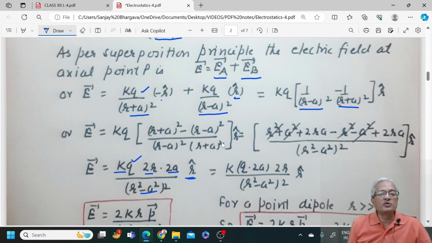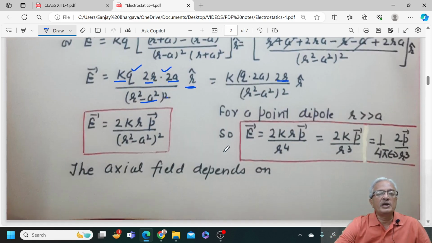And what is q into 2a called? That would be called the dipole moment. So q times 2a in the bracket here and 2r here. So the net electric field would be equal to twice k r p vector upon (r square minus a square) whole square.